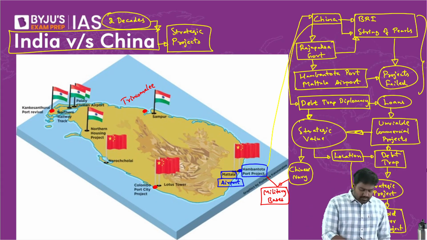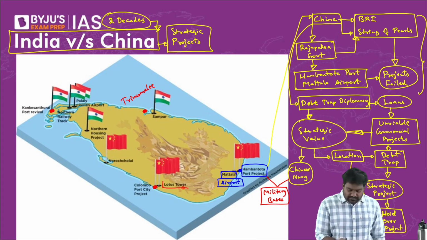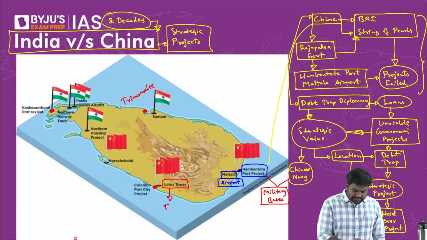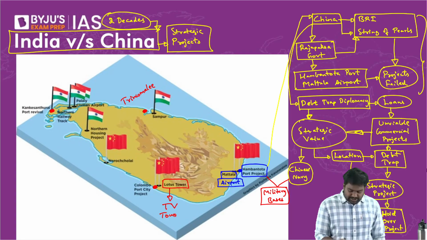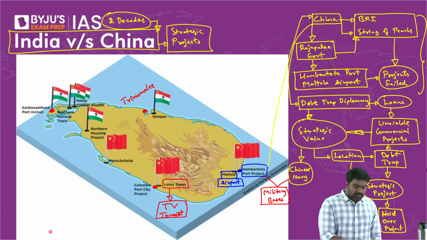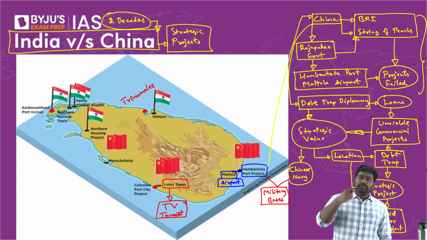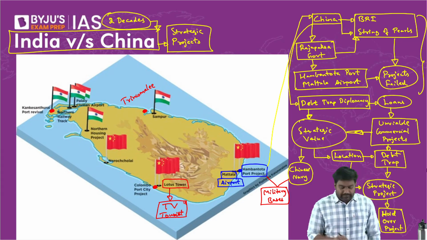All right. So apart from that, China has funded the Lotus Tower, which is a TV broadcasting tower, along with a tourist recreational center. If you have ever been to Colombo, you would have seen the Lotus Tower. It's built by China with Chinese loans. All right. So it's a Chinese project. It's a TV broadcasting station along with a tourist recreational facility.